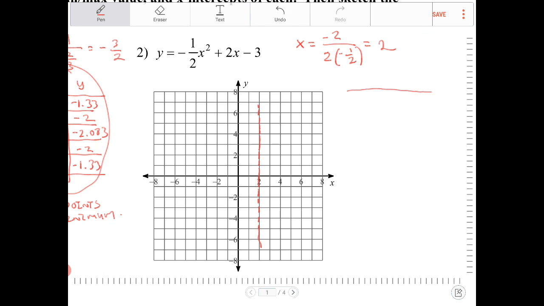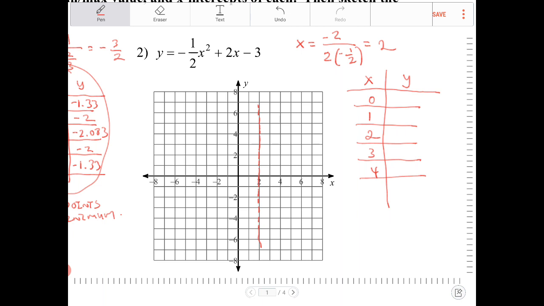I'm going to go through the same process again. I'm going to create a table. I have x and I have y. And again, I'm going to start off with just 5 rows. So I have x is equal to 2 right in the middle. And I'm going to go 2 below, so it's at 1 and then 0, and 2 above, 3 and 4. And now I'm going to figure out what the y coordinates are.